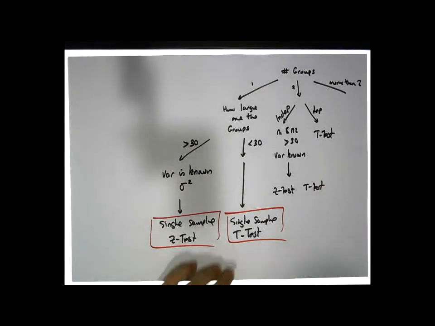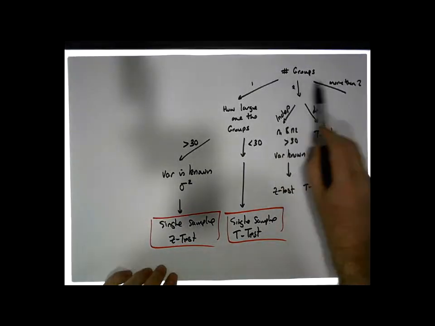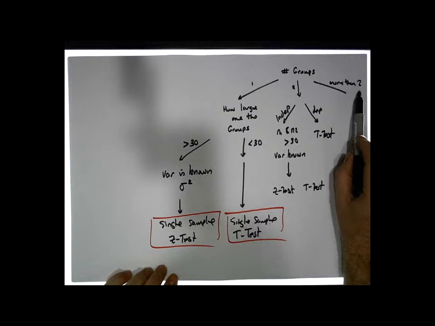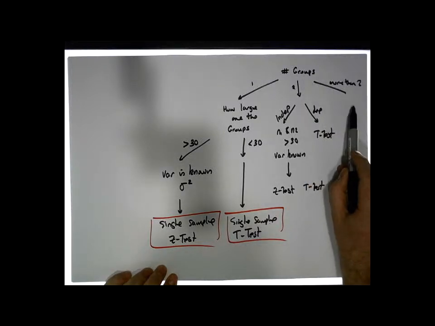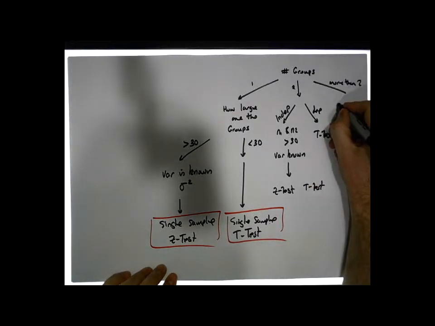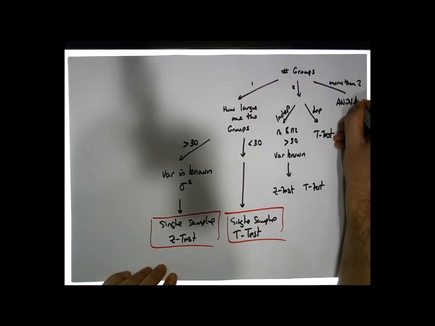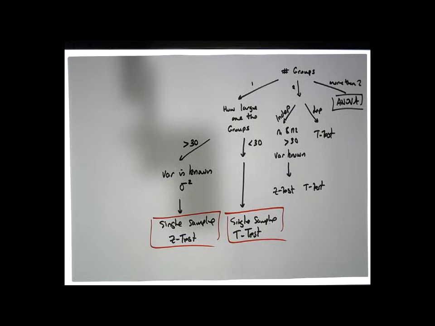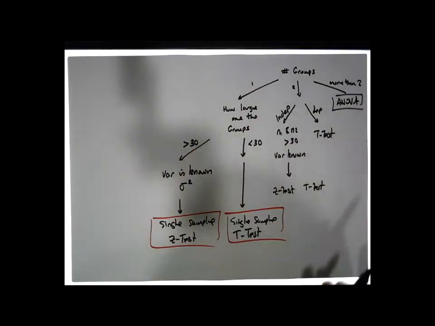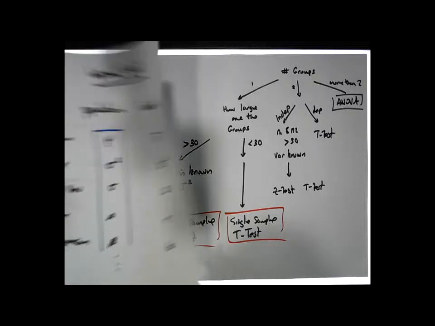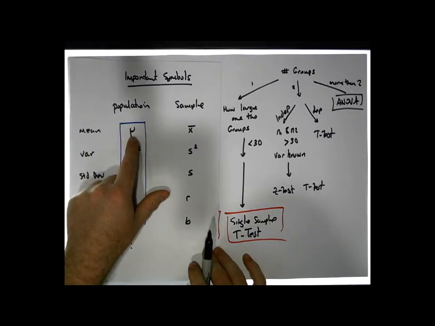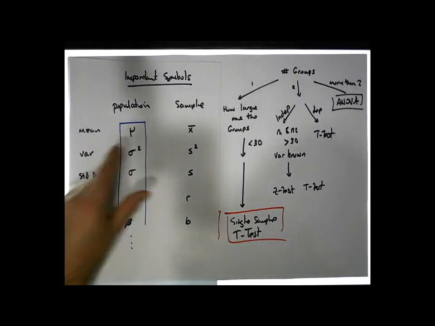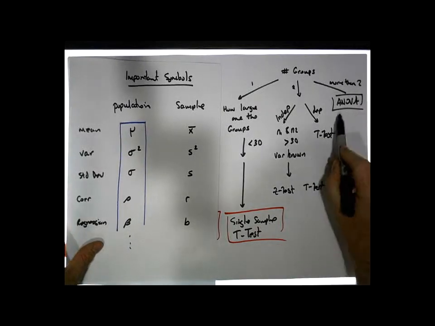Where we have more than two groups, we're into what's known as an analysis of variance, an ANOVA. I don't know whether they have covered ANOVAs with you at this stage. These are all parametric tests, and all of these tests have to do with the population mean and testing population mean values. But when we have more than two groups, we're into an ANOVA.